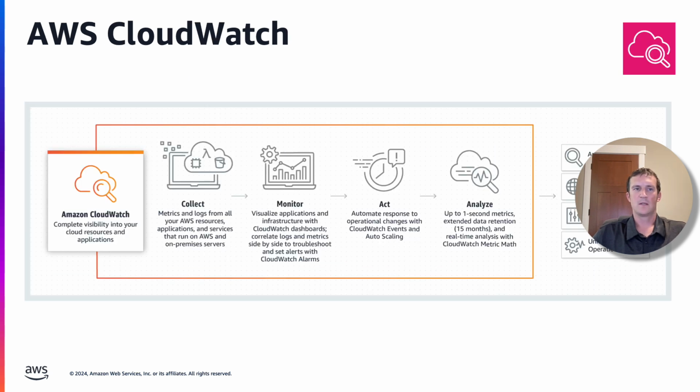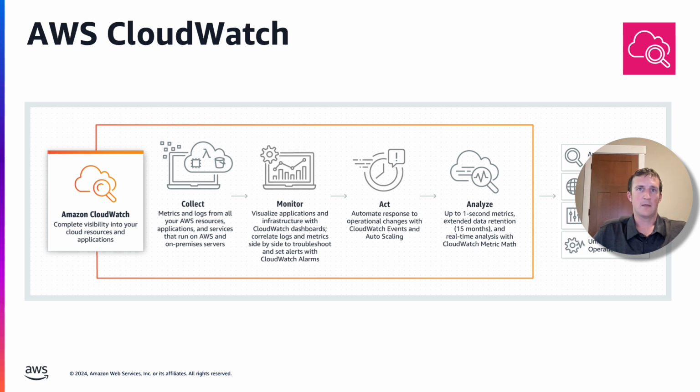After installing AWS IoT Greengrass on our edge device, we'll be introduced to AWS CloudWatch. In this case, CloudWatch will be used to store the logs from Greengrass within AWS Cloud. AWS CloudWatch allows you complete visibility into your cloud resources and applications. It also allows you to collect, monitor, act, and analyze on that data.